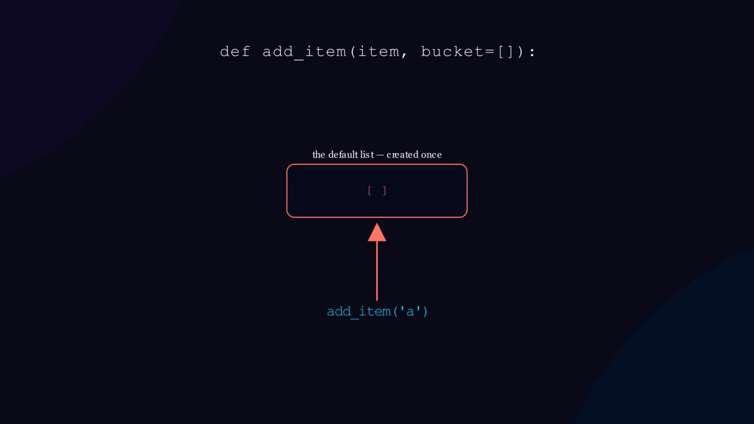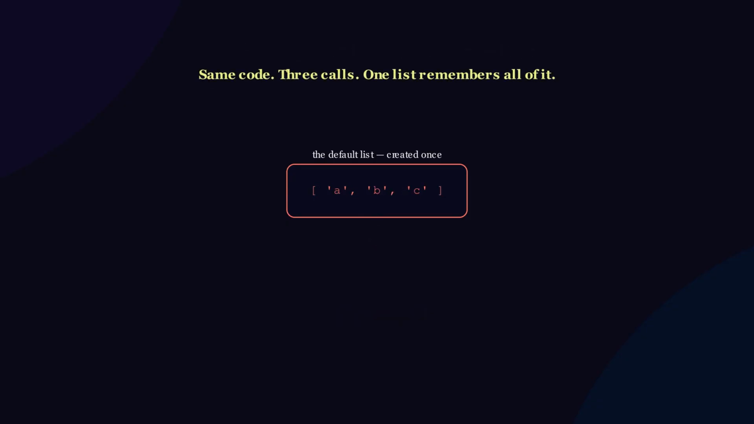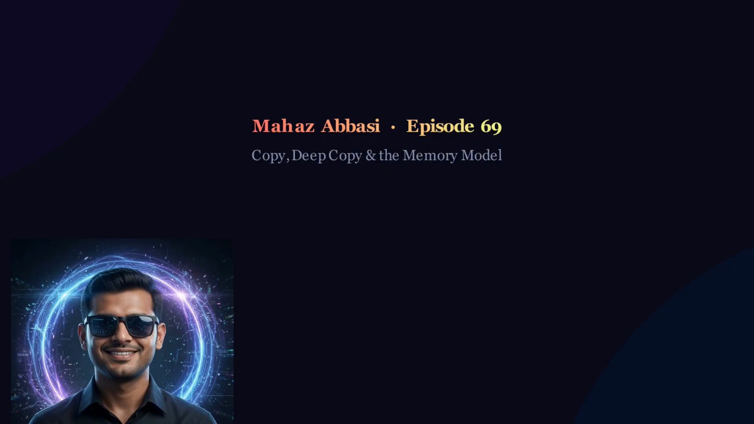Watch this function. I call it 3 times with 3 different lists. Same code, but somehow the third call remembers everything from the first 2. That is not a coincidence. It is one of Python's most famous traps.